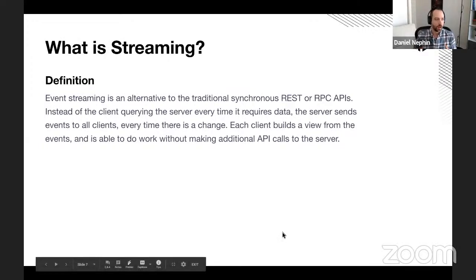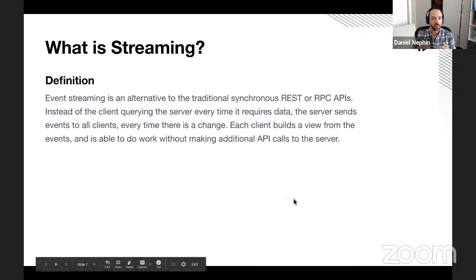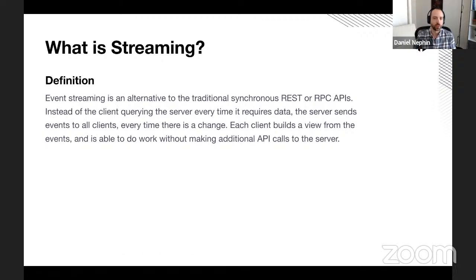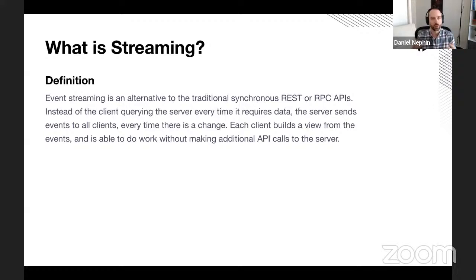Event streaming is a little bit different. Instead of making a request out each time that a client needs data, it will maintain a persistent connection to the server, and the server will actually initiate data sends. So anytime some state on the server changes, it will send an event along. And the client has to maintain a view of all of that state locally. If the client ever gets out of sync, it will have to start from scratch and re-request all of the events to get back into a synchronous state with the server.